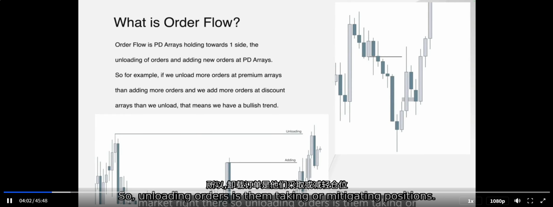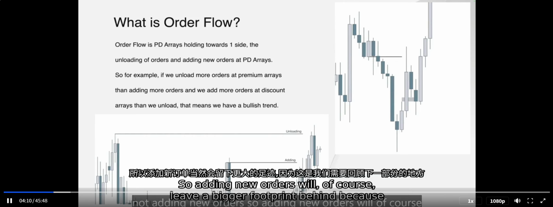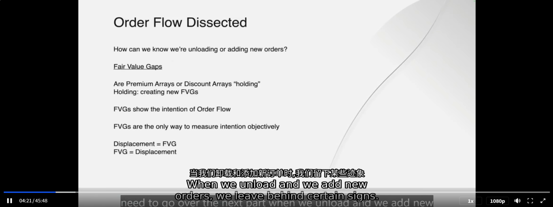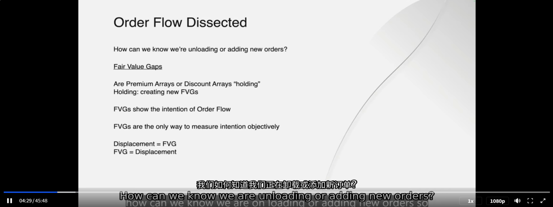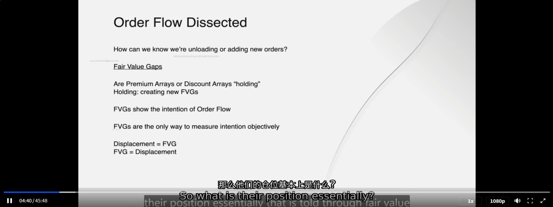So unloading orders is them taking or mitigating positions. They are taking orders off the market, not adding new orders. Adding new orders will of course leave a bigger footprint behind, because that is where we need to go over the next part. When we unload and we add new orders, we leave behind certain signs. So order flow dissected: how can we know we are unloading or adding new orders? How can we know if they are essentially removing orders or adding new orders into the market? So what is their position essentially?